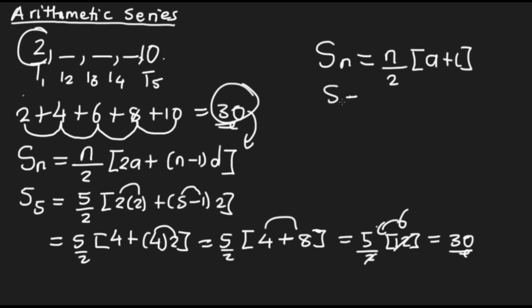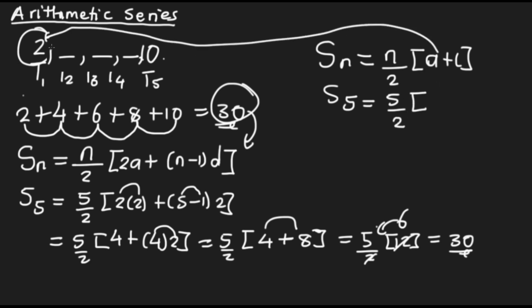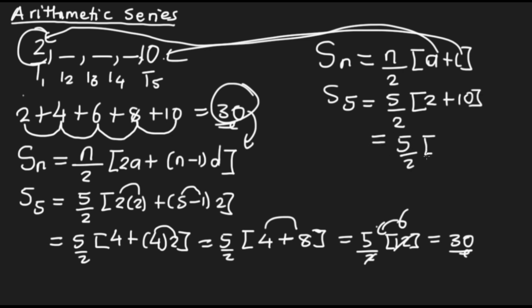So sum of how many terms? There are 5. So 5 over 2. So a is your first number in your sequence, which is 2. l is your last number, which is 10. So for this one, to use this one effectively, you need to make sure that you have the first term and the last term. So 2 plus 10 will give us 12. Then 2 here is 1, 2 here is 6. 6 times 5 will give us 30. So as you can see, this is how we can answer questions under arithmetic progression.